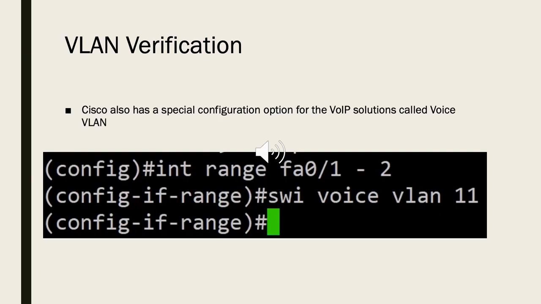I will use configure terminal, or config t, then interface range to specify the interfaces. I will use here interface range fast 0/1 to 2 and the special command switchport voice vlan 11. Now any of my Cisco VoIP kit will automatically be segregated from regular user data.